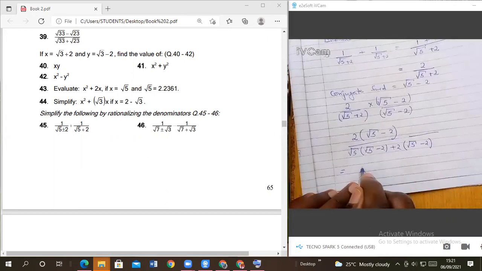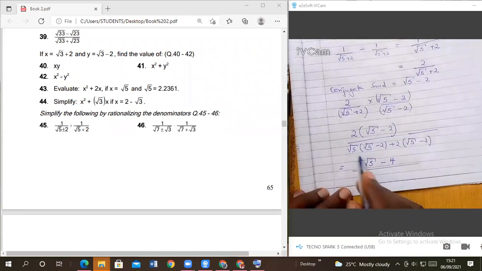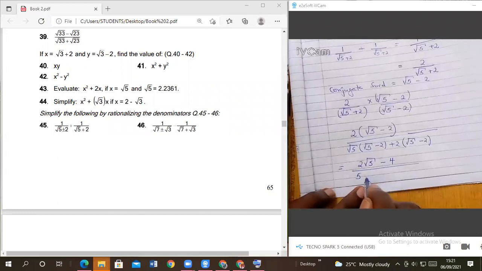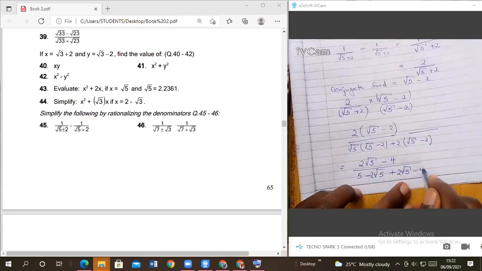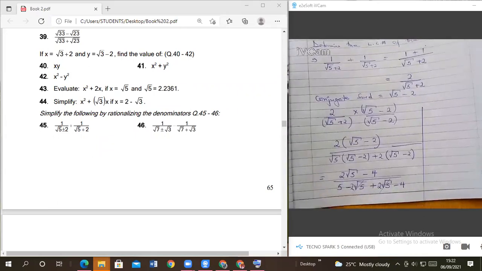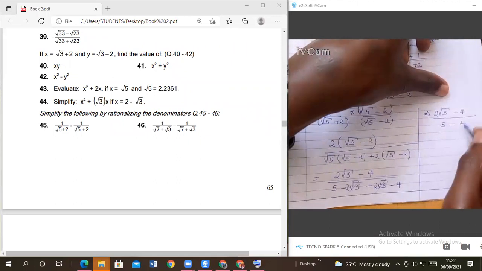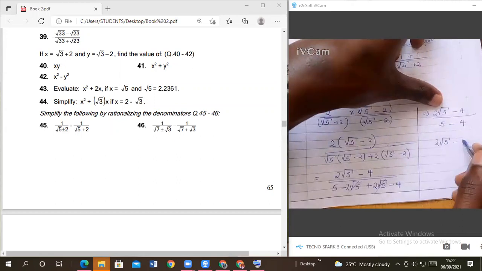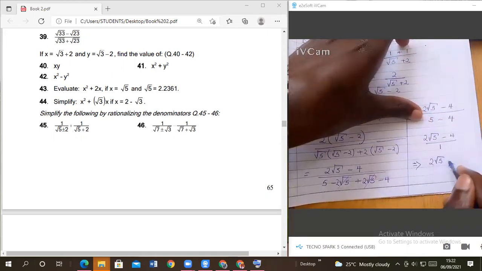So what do we get? There we shall get 2 root of 5 minus 4 over root of 5 times root of 5, which is root of 25, minus... Root of 5 times 2 will give us 2 root of 5, not so? It's 2 root of 5 plus 2 root of 5, then minus 4. You see that this one and this will cancel out. Then we remain with 2 root of 5 minus 4 over 5 minus 4, which will give us 2 root of 5 minus 4 over 1. So our answer is 2 root of 5 minus 4.